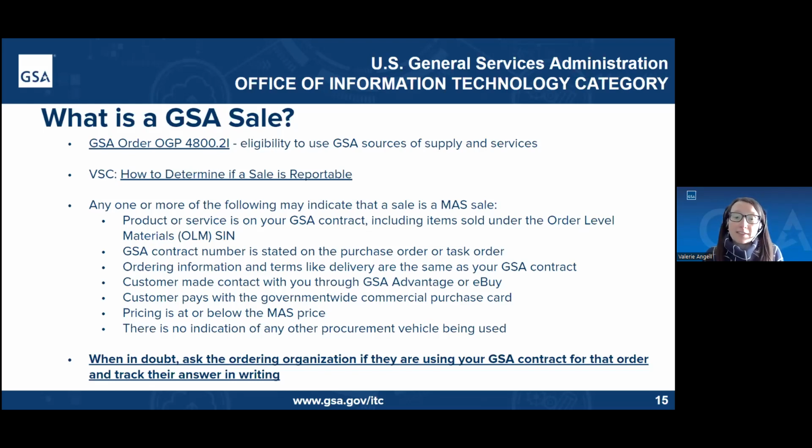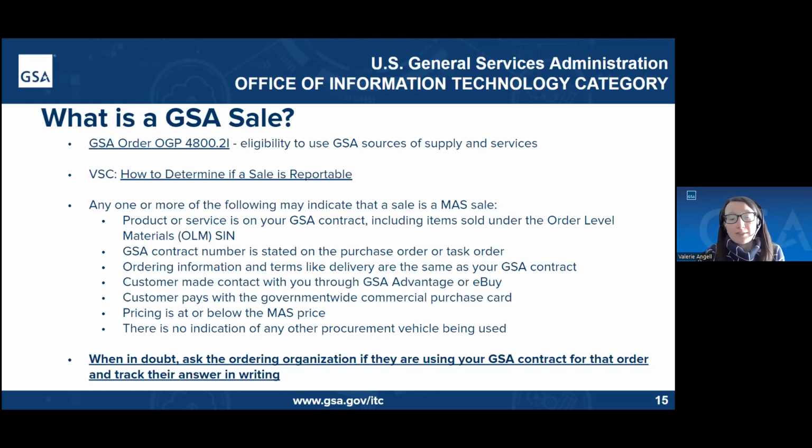If the customer contacted you through Advantage or GSA eBuy, that's another clue. If the customer pays with the government-wide commercial purchase card, that can be an indicator. And also if pricing is at or below your MAS negotiated price, and if there is no indicator of any other procurement vehicle being used. So a typical rule of thumb that we like to say is that typically if a contract item is sold at or below contract price to an eligible user, it is assumed that the GSA MAS contract vehicle was used.